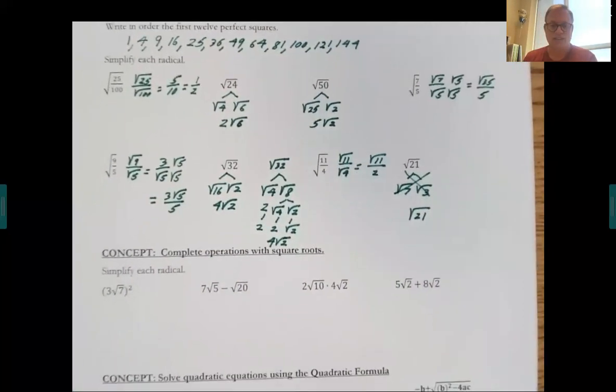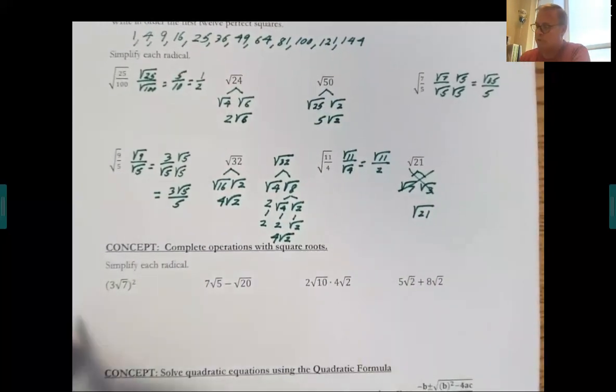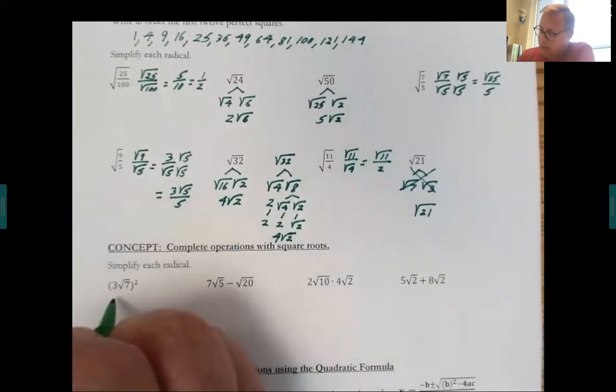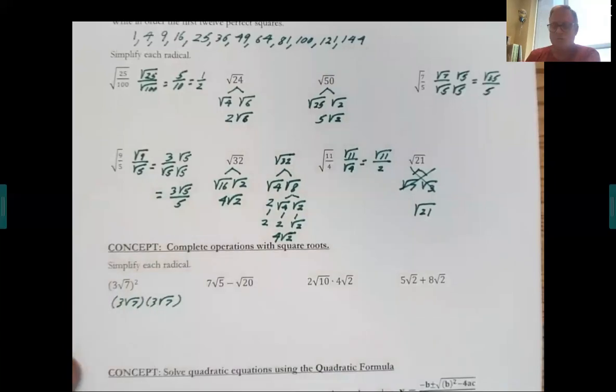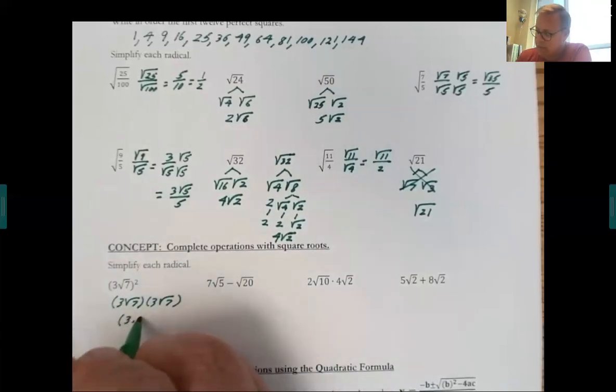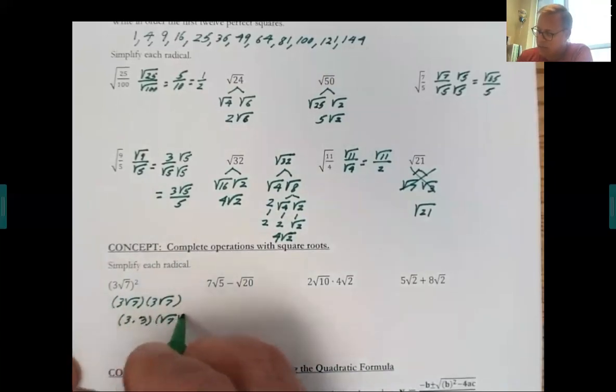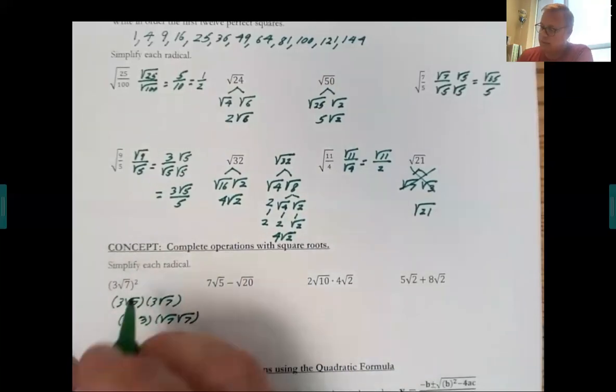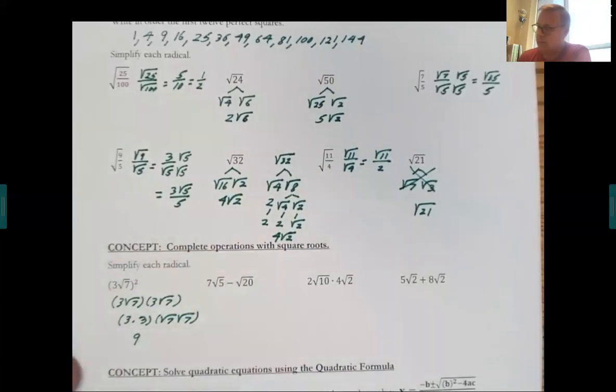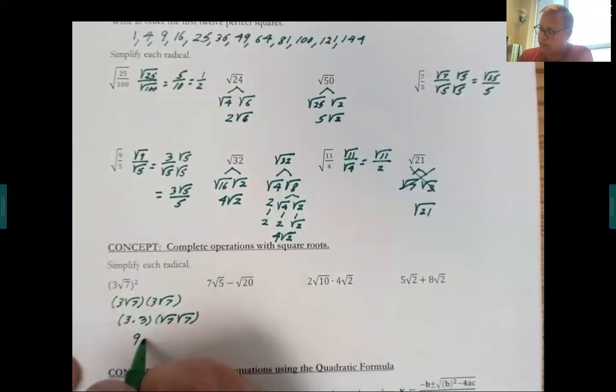Let's complete operations with square roots. If we have 3 square root of 7 squared, what that really means is 3 square root of 7 times 3 square root of 7, or even farther, that's the same as 3 times 3 and the square root of 7 times the square root of 7. And you know that 3 times 3 is 9. And you also know that the square root of 7 times the square root of 7 is 7. So 9 times 7, 63.